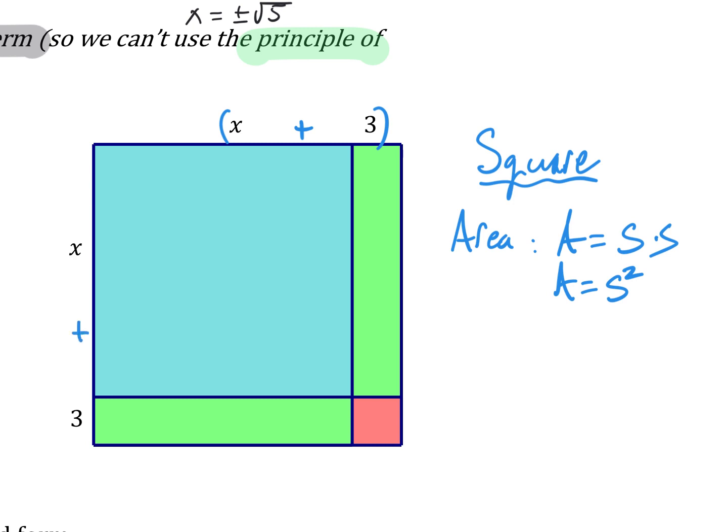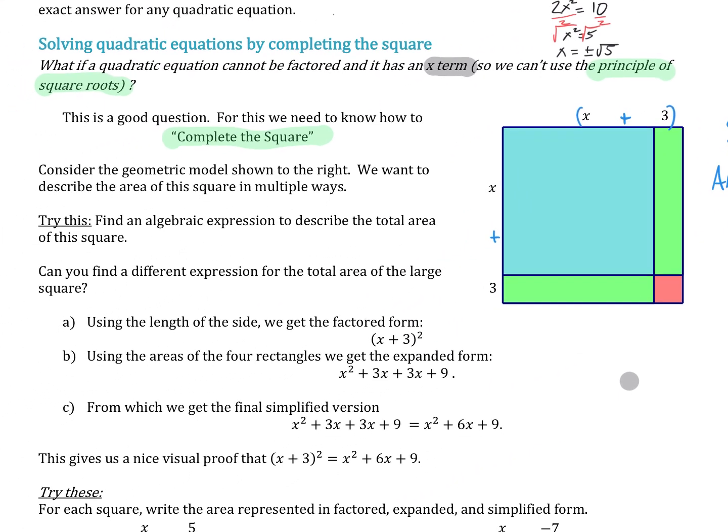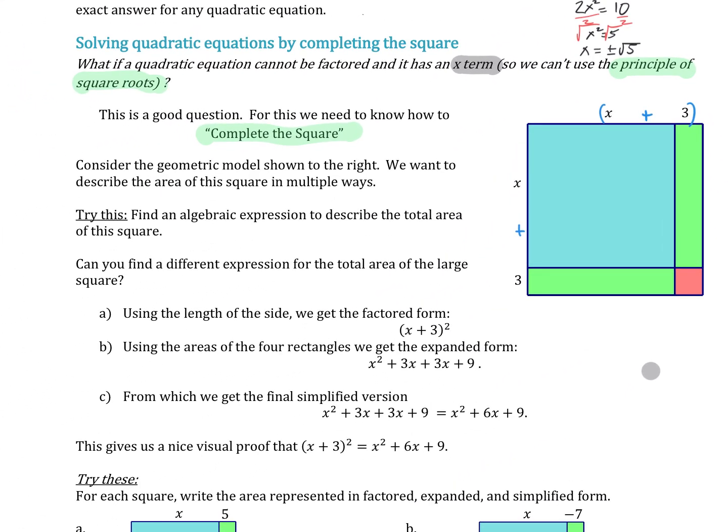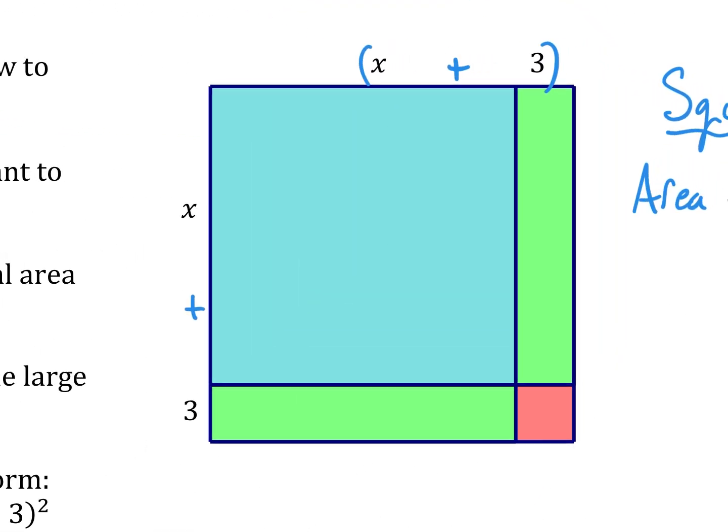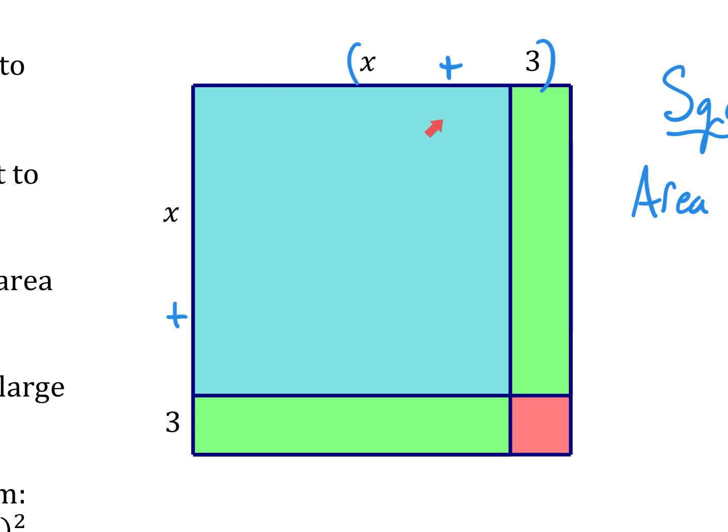I don't know what x is, but whatever that length is, this whole thing is x plus 3. And the height here is also going to be x plus 3. So the area of this square, looking at the length and the width, which are the same, we can write as x plus 3 squared. So that's one way we could find the area of the whole thing. Or we could find the area of the pieces. Let's go ahead and find the area of the pieces. Look at this light blue rectangle here. It is x wide and x tall, so the area of this piece would be x times x, or x squared. How about this piece over here? It's a rectangle. It's 3 wide and x tall, so this has an area of 3x.